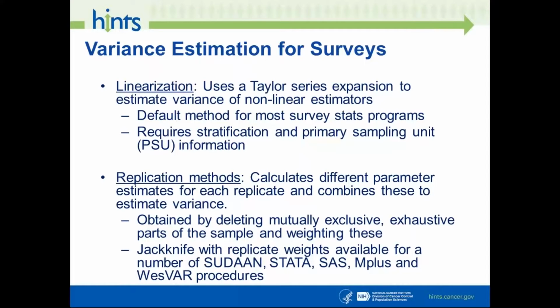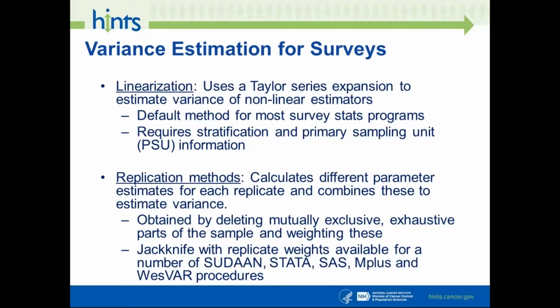More importantly, HINTS uses what they call replication methods. Really, the idea is we're going to delete mutually exclusive, exhaustive parts of the sample and reweight these. Basically, think about this. We get a sample from HINTS, approximately 6,000. We could get a variance estimate for that group, but wouldn't it be cool if we could sample many, many times and then get variance estimates and maybe figure out a way to take the average of those? Well, we can't do that because that's not feasible.